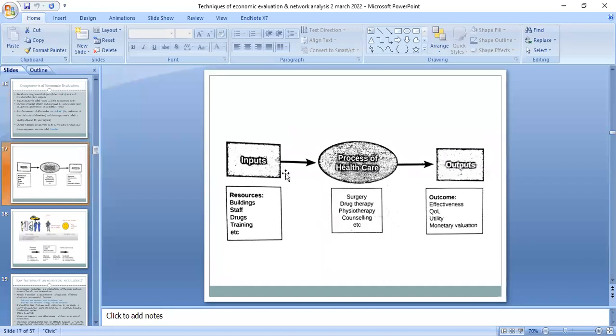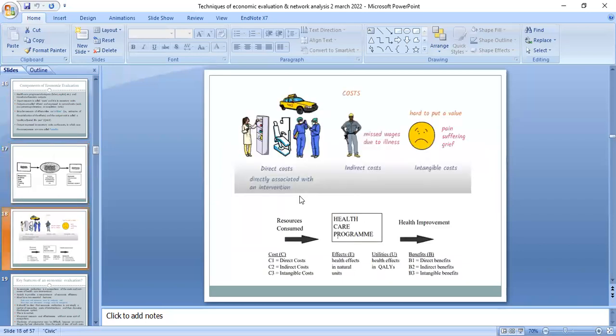When inputs are given to any of the healthcare programs in the form of buildings, staff, drugs, training, etc., and then when the intervention or program is carried out, like surgery, drug therapy, physiotherapy, counseling, the outputs can be in the form of effectiveness or quality of life, utility, or the monetary value, that is in the form of money. Now, what are the costs?